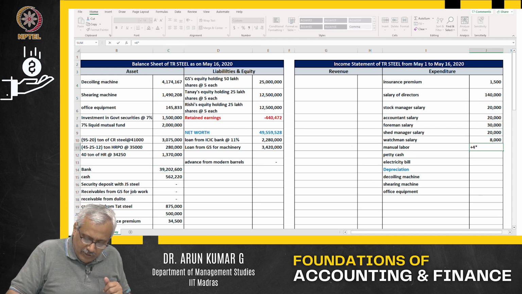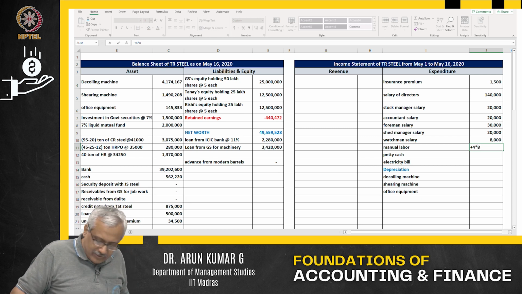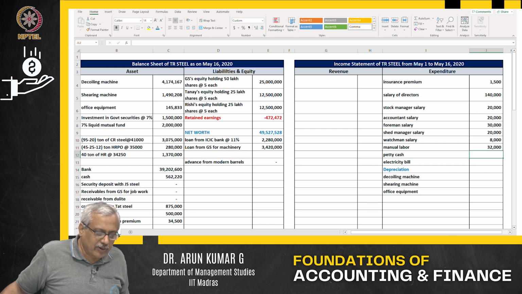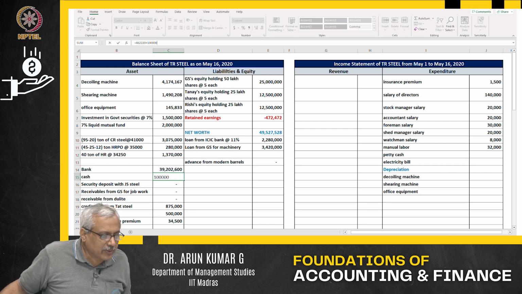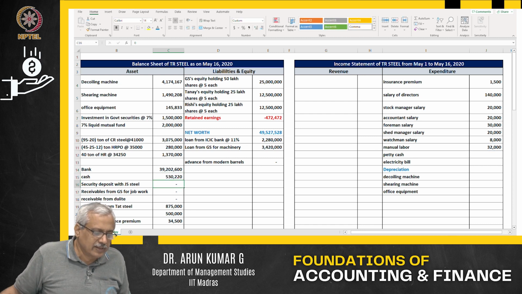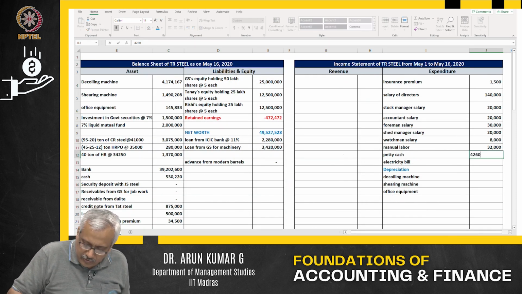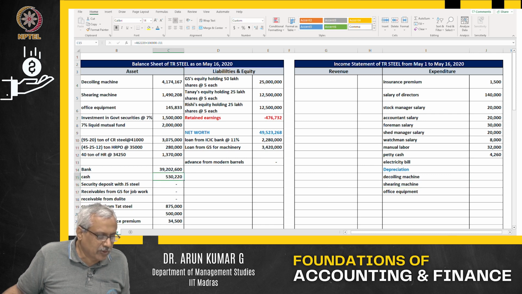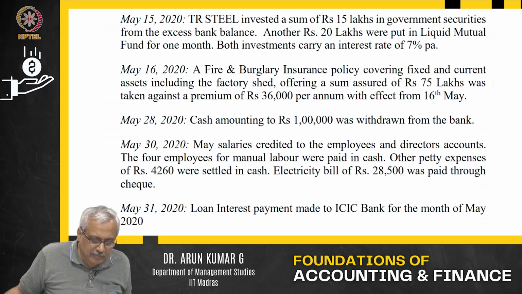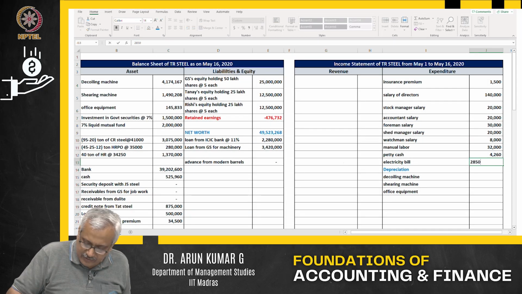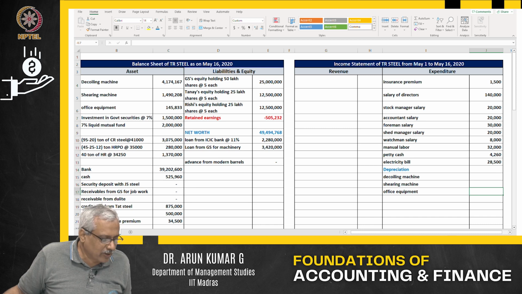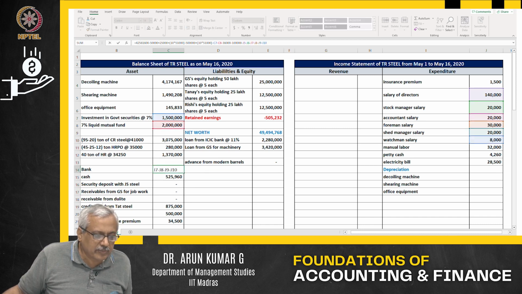Manual labor, 4 people into what is the manual labor? 8,000 per person, that is paid for by cash. So, I will take the cash out here and reduce that by cash. Then let us go back. What is the petty cash? Petty cash was 4,260. So, that will also go down from cash, so I will reduce that also from cash. Electricity bill was 28,500. That will go out of the bank account, so I will reduce it from the bank account.